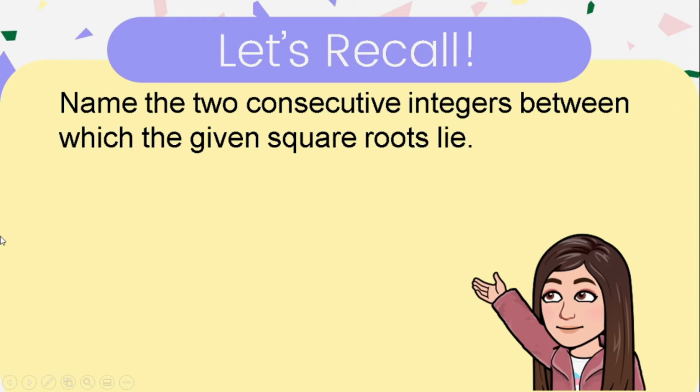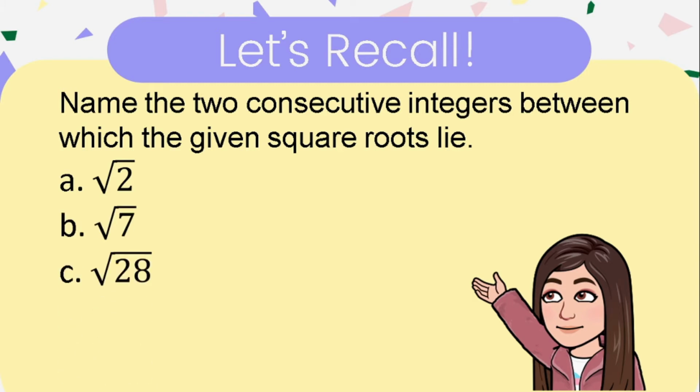Name the two consecutive integers between which the given square roots lie. Letter A, square root of 2. Letter B, square root of 7. Letter C, square root of 28. Letter D, square root of 150, and letter E, square root of 41. You may pause the video while answering.